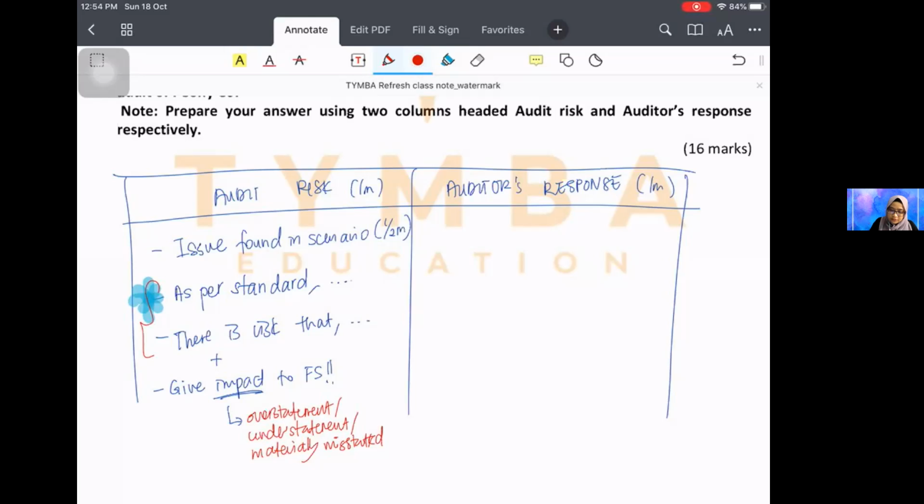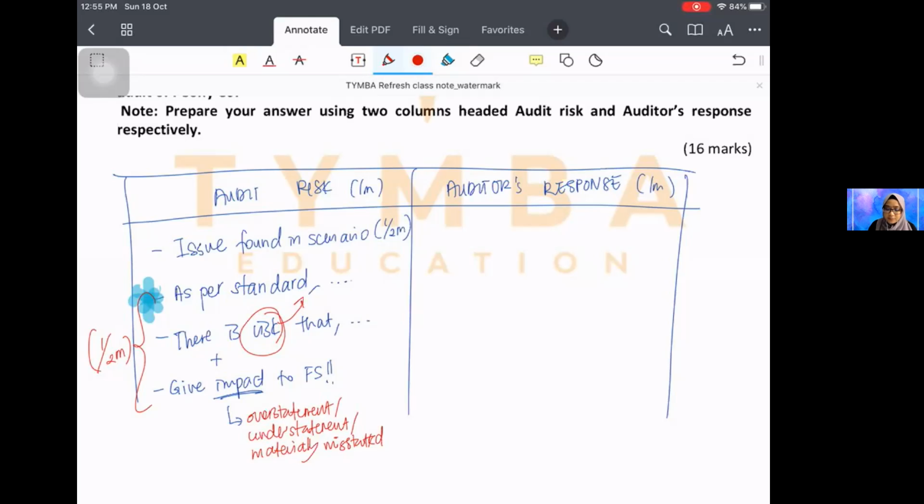Okay, this is the full setup that should be in your answers to get the half mark in full. As per standard, you write what you learned in FR, not the long standard definition, just the very brief definition of the standard. And then what risk would happen. This risk would arise from the standard you wrote earlier. And then what would happen because of that risk? Is it over or understate? Is it materially misstated? And so on. Only then you can get half mark.